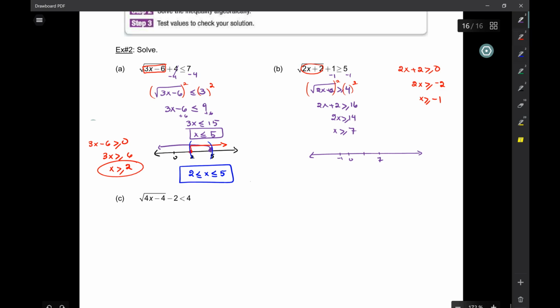Okay, take a look. My purple says x is greater than or equal to 7. My red says x is greater than or equal to negative 1. Where is the region that both of them match? 7 and above, right? So your solution will be x is greater than or equal to 7.